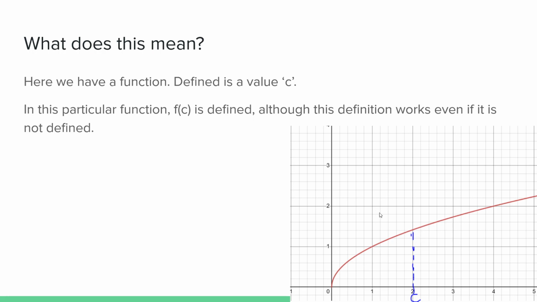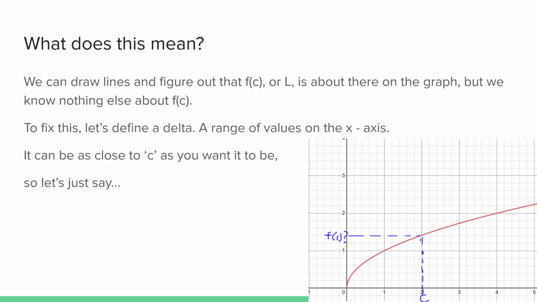Now, in this particular function, f of c is defined, and that would just give us the limit there. But to visually show you how the limit process works, let's go through it. We can draw lines and figure out that f of c, or L, the limit, is about there on the graph, but we really don't know anything else about f of c.